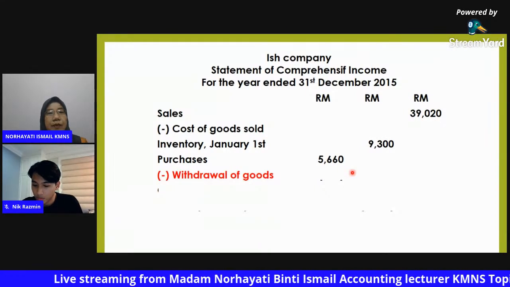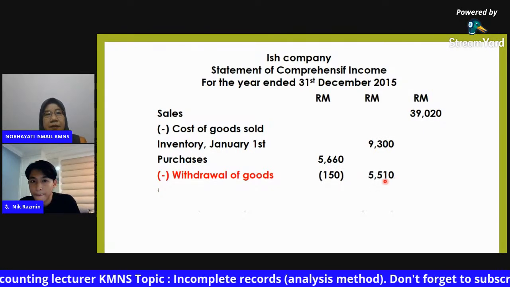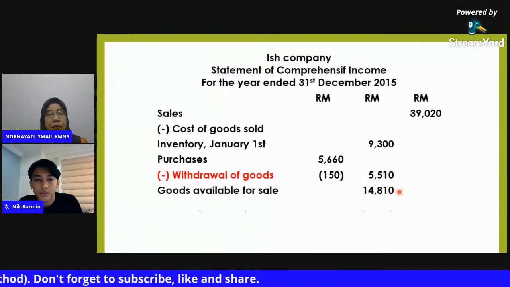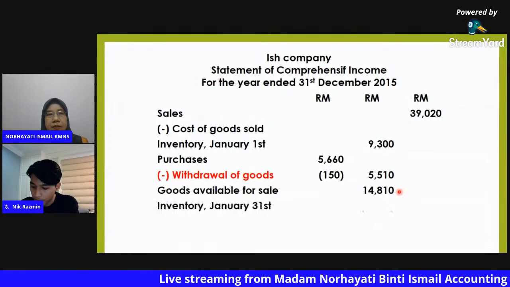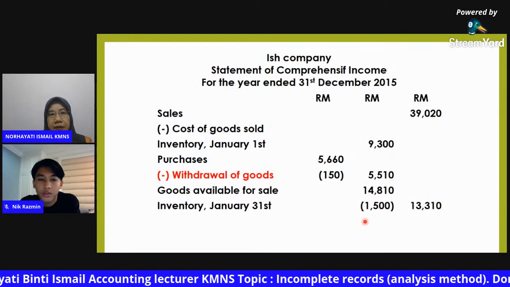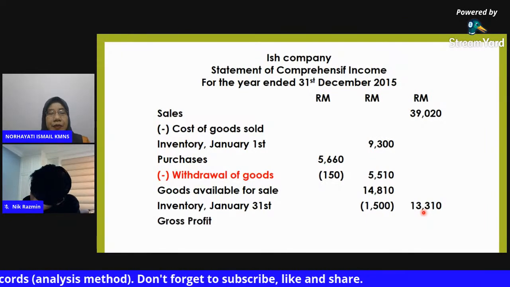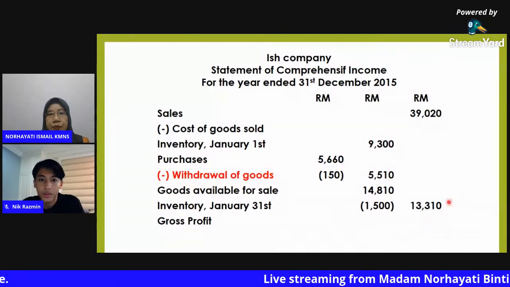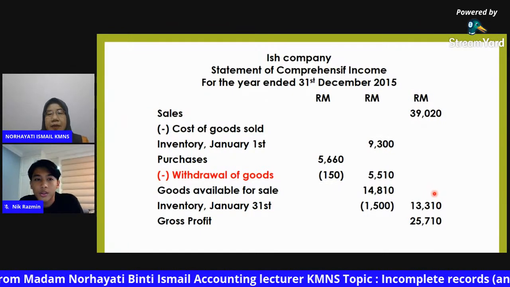Okay, this one goods only. So the total is 150. Then you get the net purchases 5,510. So you get goods available for sale 14,810. Less ending inventory given in the data, and you get cost of goods sold 13,310. So you will get gross profit. The formula is sales less cost of goods sold. So the total for gross profit is RM 25,710.